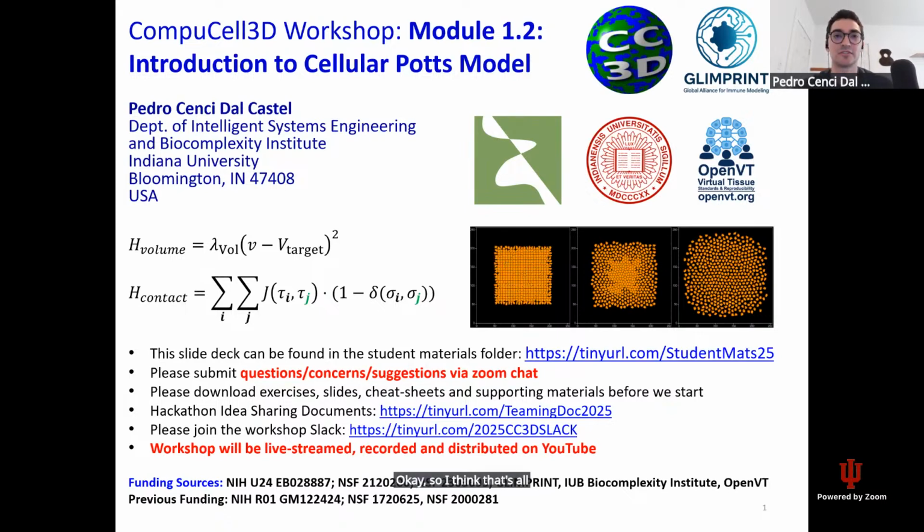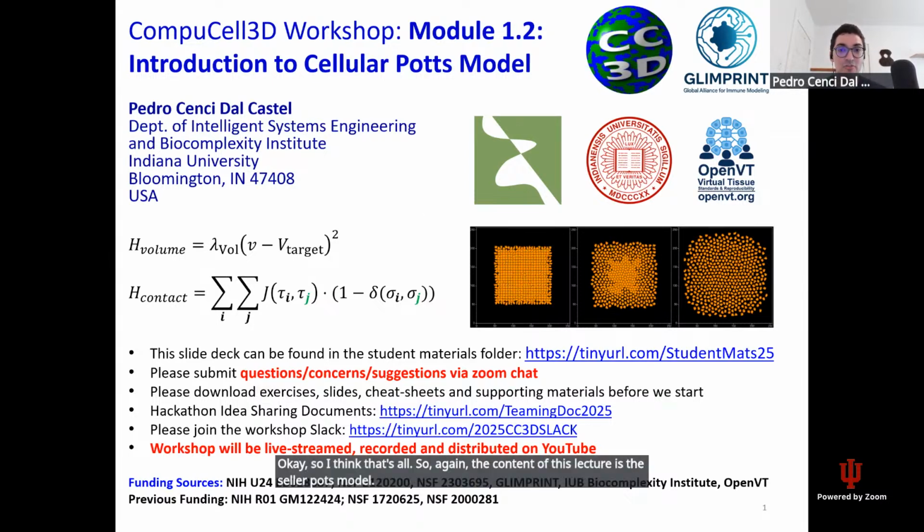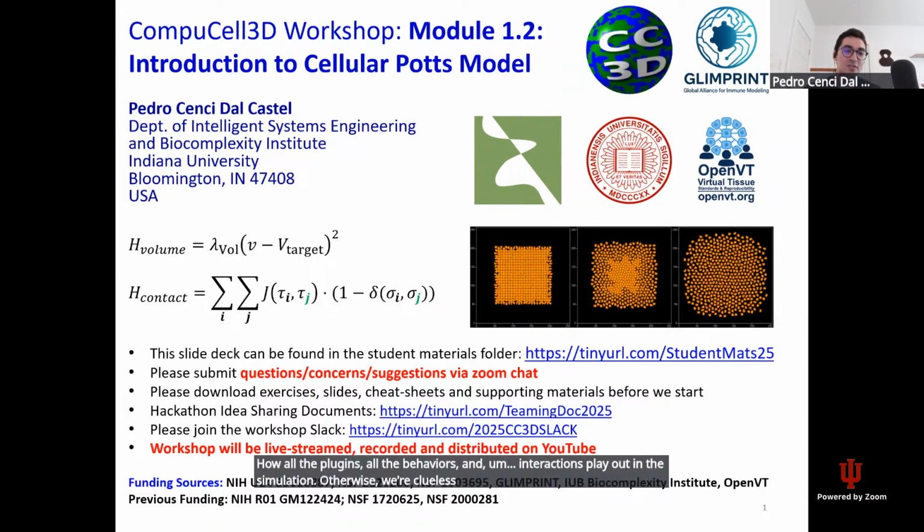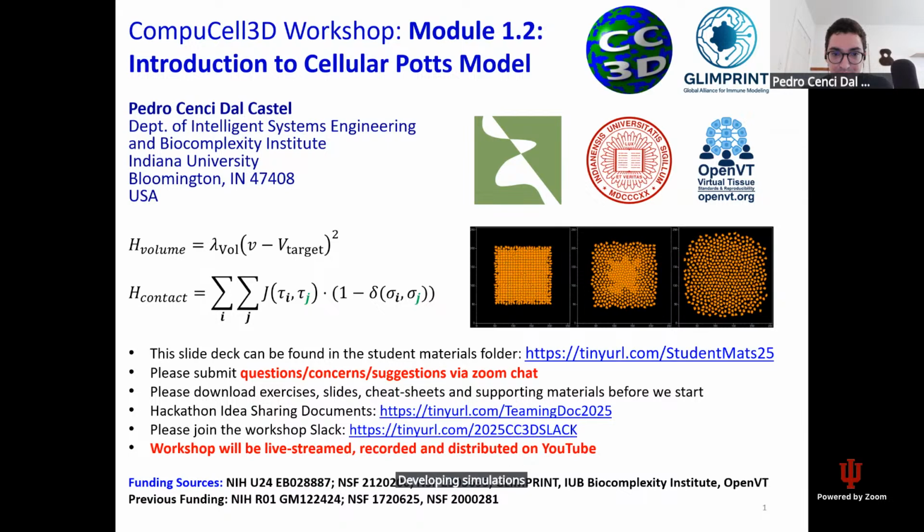So again, the content of this lecture is the Cellular Potts model, the algorithm, how it works, because this will be fundamental to understand how all the plugins, all the behaviors, and interactions play out in the simulation. Otherwise, we're clueless of why things are behaving the way they are. So that's why this is essential to developing simulations in CompuCell.